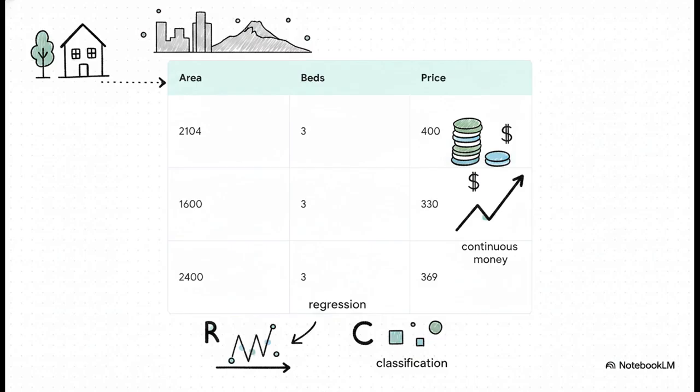Now, because our goal here is to predict a continuous target variable, the price, based on input features like square footage and bedrooms, this is formally known as a regression problem. If we were predicting discrete categories, like whether it's a house or an apartment, well, that would be a classification problem. But today, we are talking strictly continuous money.